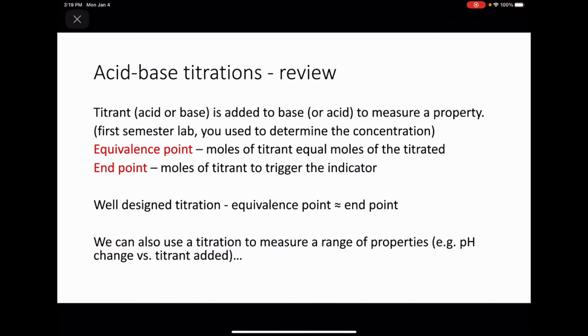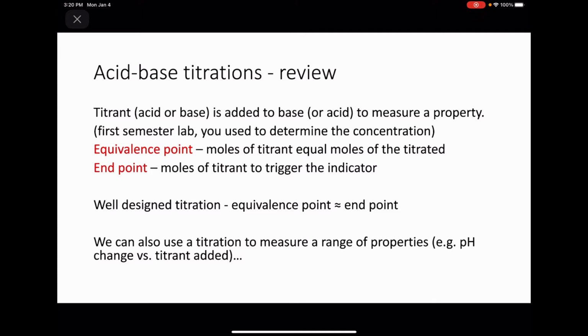So just a review of what we know about titration. This idea of a titration we understand, at least we did it in lab last semester. You added a titrant, and if we're talking about acid-base, which we are, that titrant is either the acid or the base, and it's added to the opposite to measure a particular property. In the first semester, that property was the concentration of what we were titrating, what you put in the Erlenmeyer flask, if you will. The equivalence point, just to remember, is where the moles of titrant equal the moles of the titrated component, so moles of acid equals moles of base at the equivalence point.